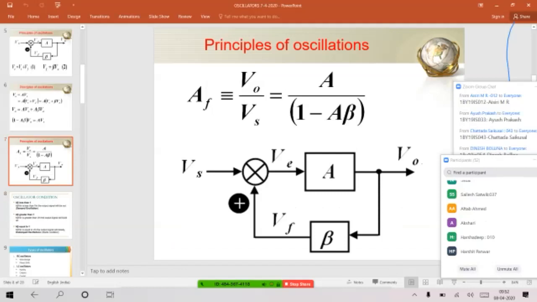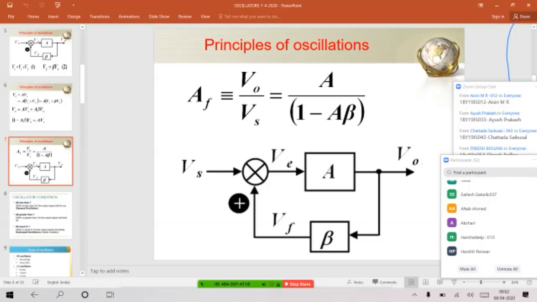But in the beginning, you cannot keep A beta equal to 1. Later, once oscillations have started, then you can keep A beta equal to 1, and it will continuously oscillate and keep giving a signal. But in the beginning, if you keep A beta equal to 1, your circuit may not start oscillating itself. Practically, you can observe this in the laboratory. We'll discuss that again. In one or two classes, we'll go to the lab and demonstrate it practically with all these conditions.